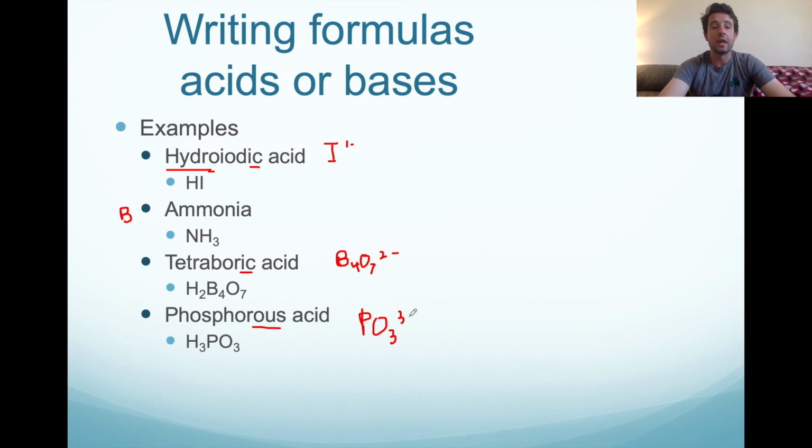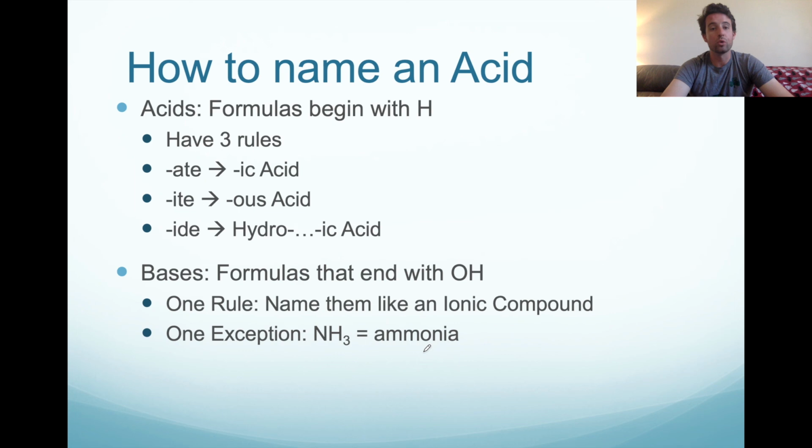So once again, at the start of all this lesson, I told you guys these are the three rules you're going to need to know about acids. Acids always begin with an H. For bases, there's one rule. You just name them like an ionic compound. There's one exception. Ammonia is NH3. And bases are formulas that always end with an OH, unless, of course, you're ammonia. Hopefully you have these rules. Hopefully you understand how to use these rules. If you don't, reach out to me. Ask a question. I'm here to help.